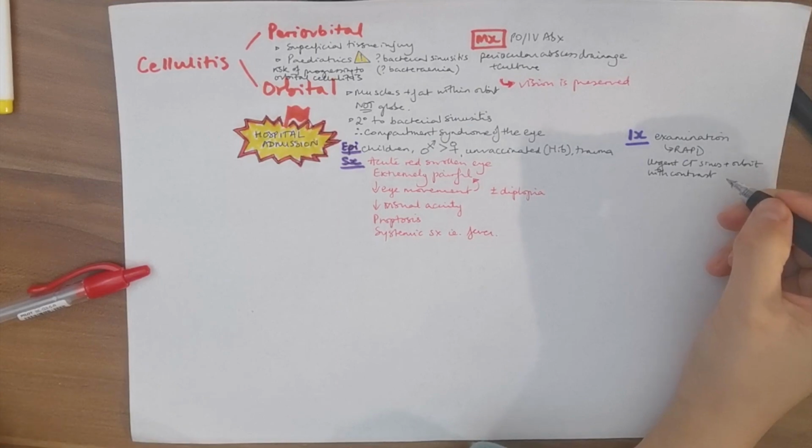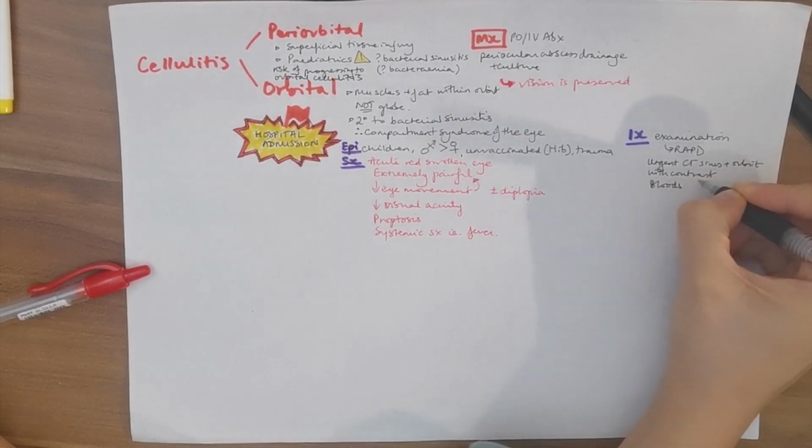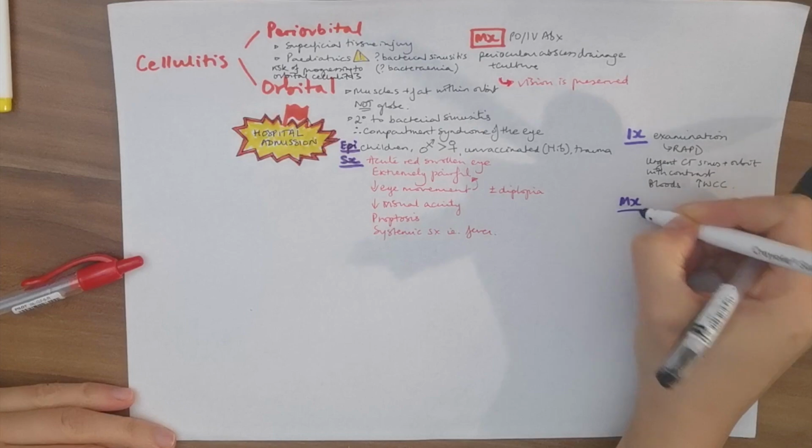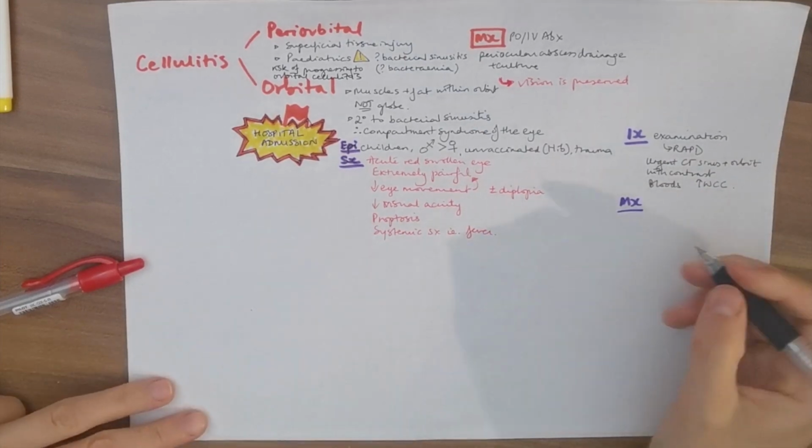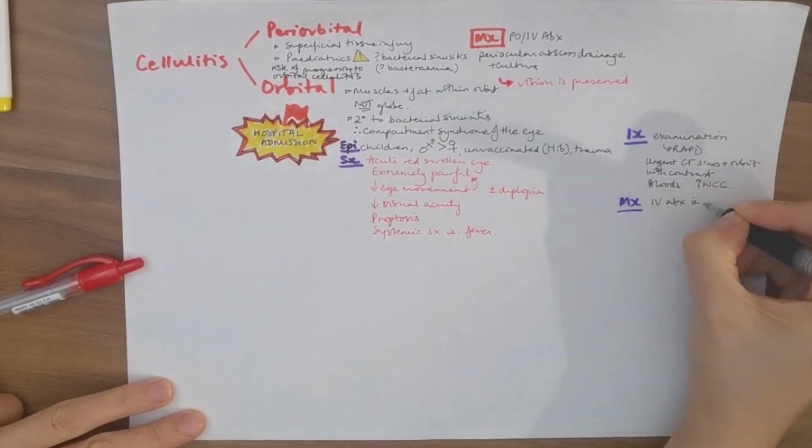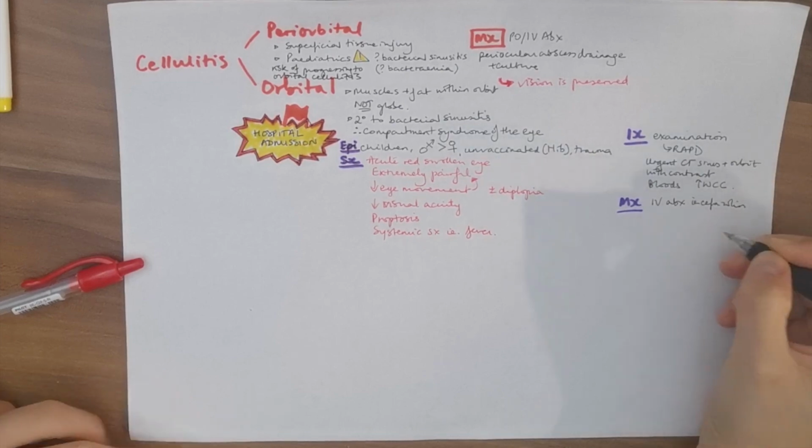Do an urgent CT sinus and orbits with contrast, and that will show inflammation of orbital tissues deep to the septum. Obviously, do some bloods as well, and inflammatory markers will be raised.